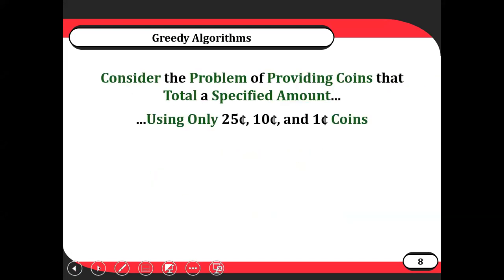So we'll consider this very, very simple problem. We want to provide coins that total a specified amount using only 25 cent, 10 cent, and 1 cent coins.